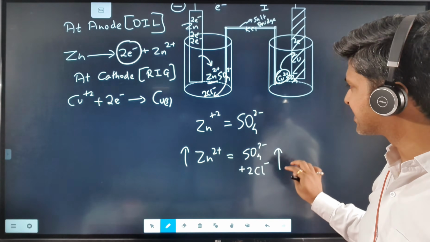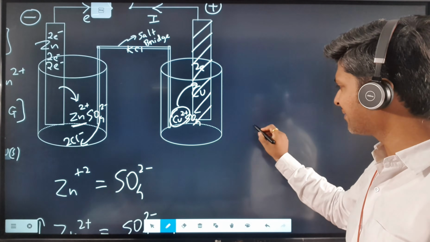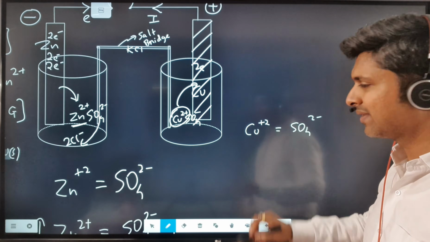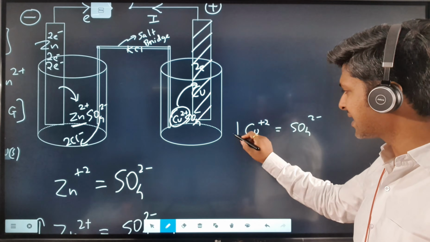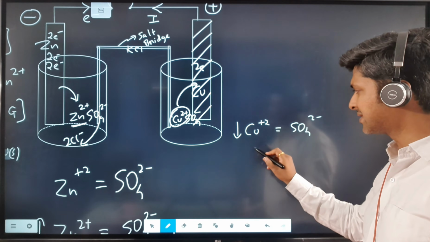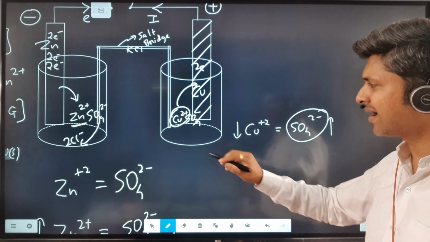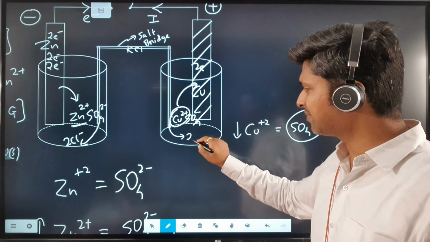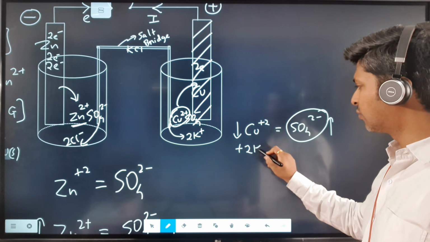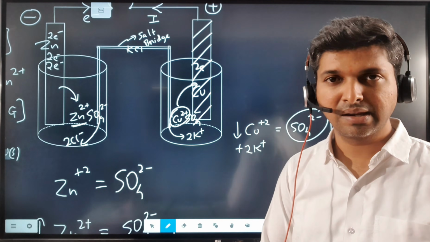Similarly here where you are having the cathode, earlier the Cu2+ ions were equal to the SO4 2- ions. The positive and negative charges were equal, but now Cu2+ ions are depleting because they are converting into copper solid, and there is a decrease in the cupric ions, due to which the sulfate ions or the negative charge increases. So what happens? 2K+ ions come in place of one Cu2+ ion. So therefore, this maintains the electrical neutrality. This is how the salt bridge is maintaining the electrical neutrality.